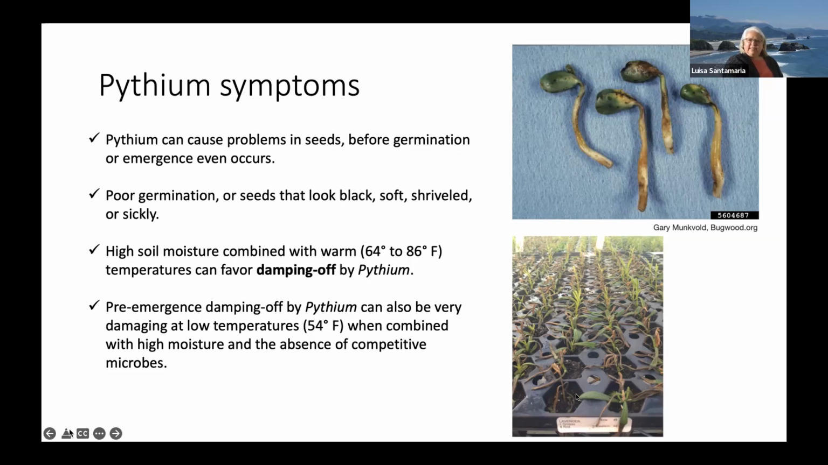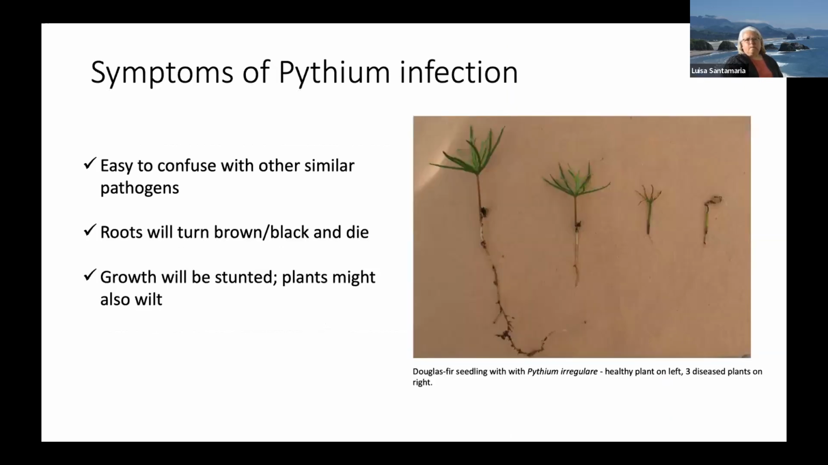it breaks like this. This is a lavender seedling, where you can see how it was attacked by Pythium. Pre-emergent damping off could be caused by Pythium. It could sometimes even happen at lower temperatures, but combined with high moisture, and also since there are no competitive microorganisms, let's say, that will be a very efficient infection by Pythium, even at lower temperatures.